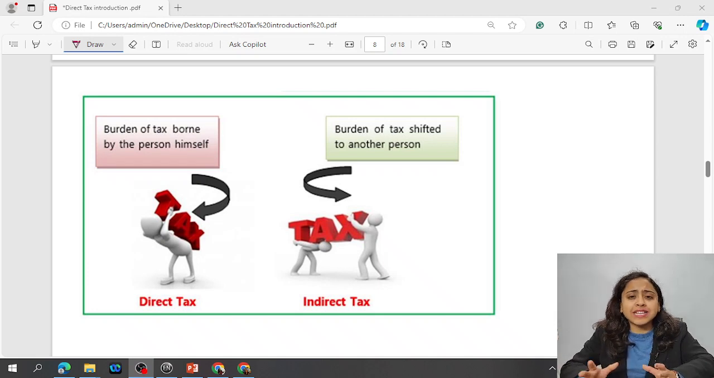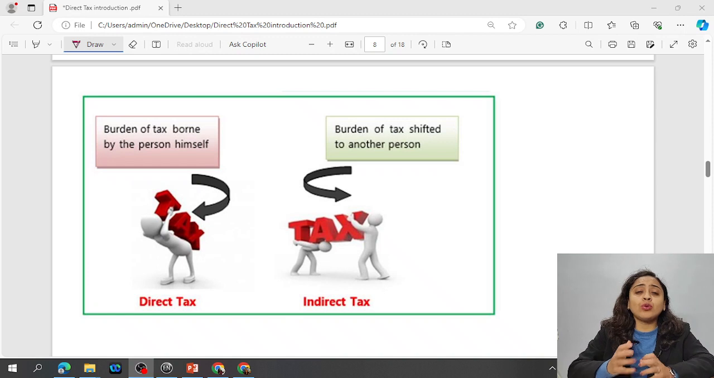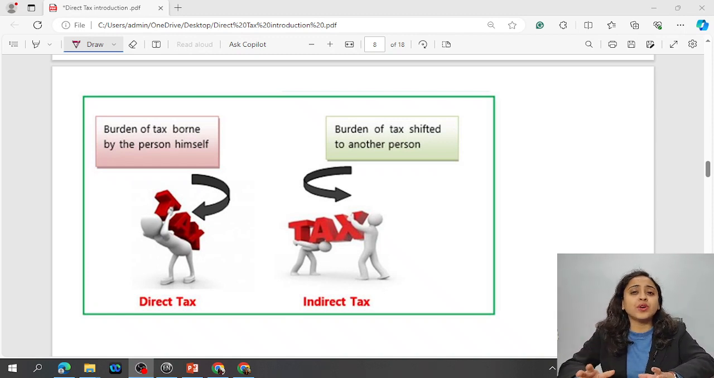There are multiple exams like MCom, BCom, CA, CS, CMA, wherein a question regarding this particular topic is definitely asked. That is, how do you differentiate between direct tax and indirect tax. So in this video, we learn about the differentiation, we'll understand that.